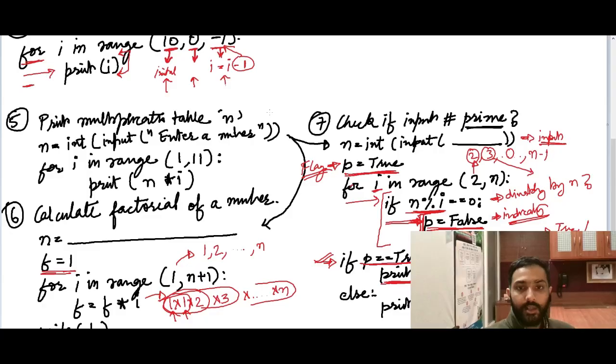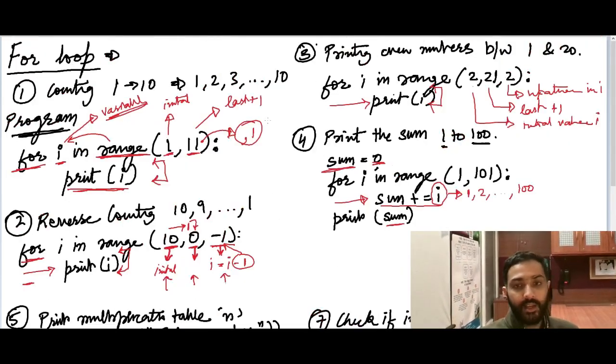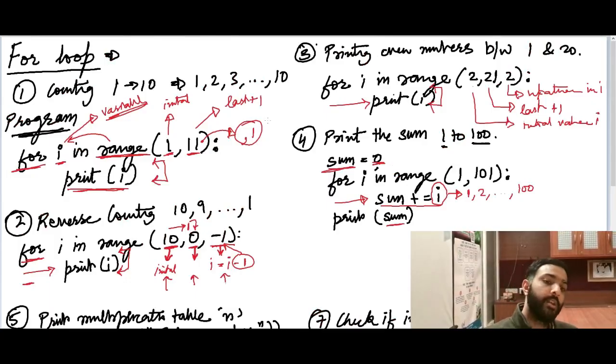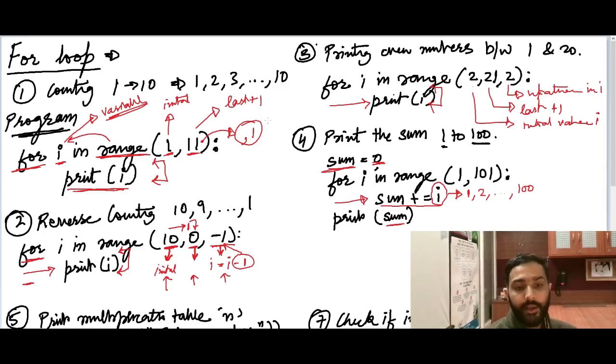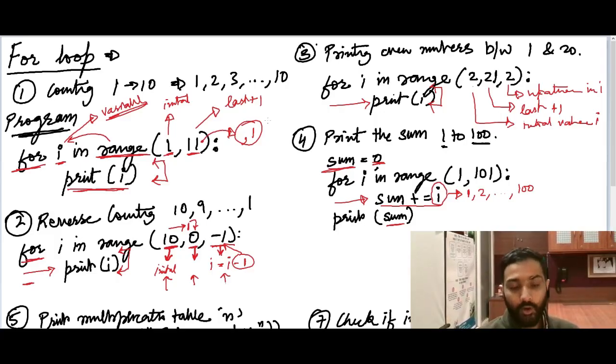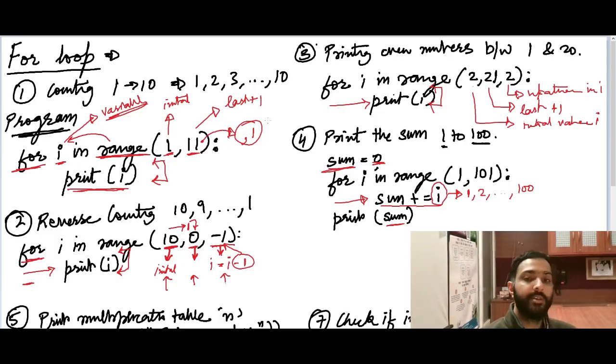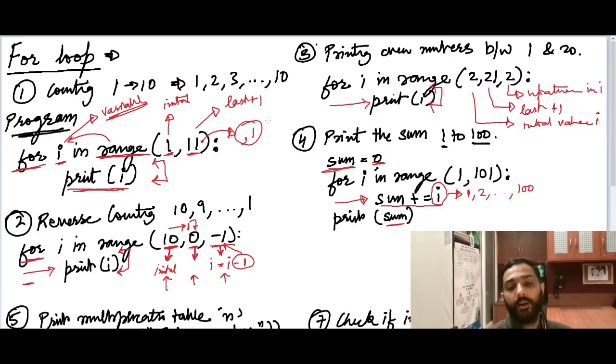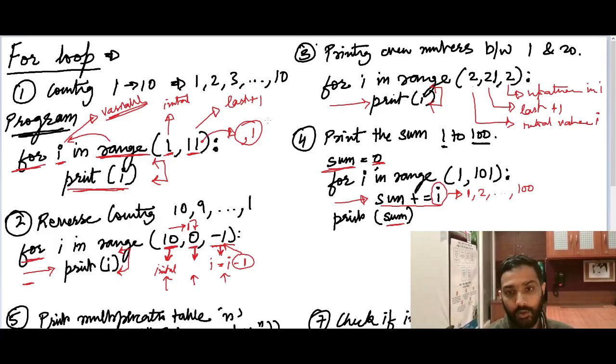In this lecture, we have discussed these 7 simple problems of for loop. And before this for loop topic, we discussed 2 problems of while loop, in which we saw one program of while loop and one program I gave as homework. I hope you are able to understand all the content of this lecture.